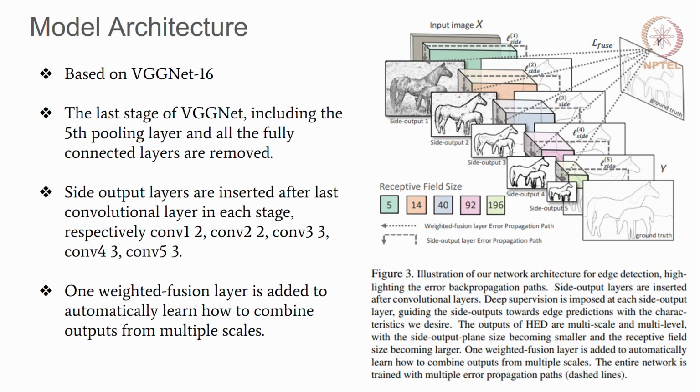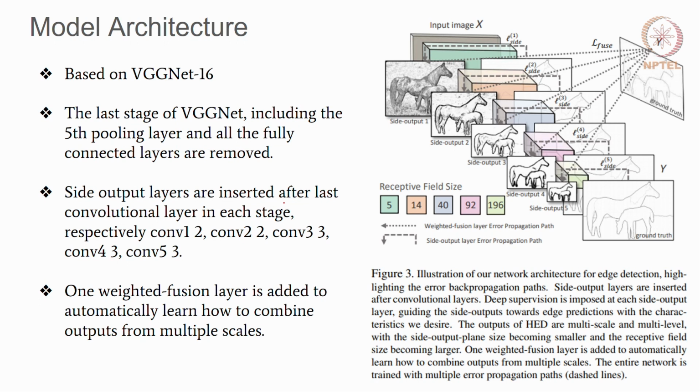So they say that they remove all of that and replace it with a convolutional layer. That's why it's called fully convolutional. Nowhere are you having FC layers, so it's completely convolutional. And what they are doing is the side output layers are inserted after the last convolution layer in every stage.